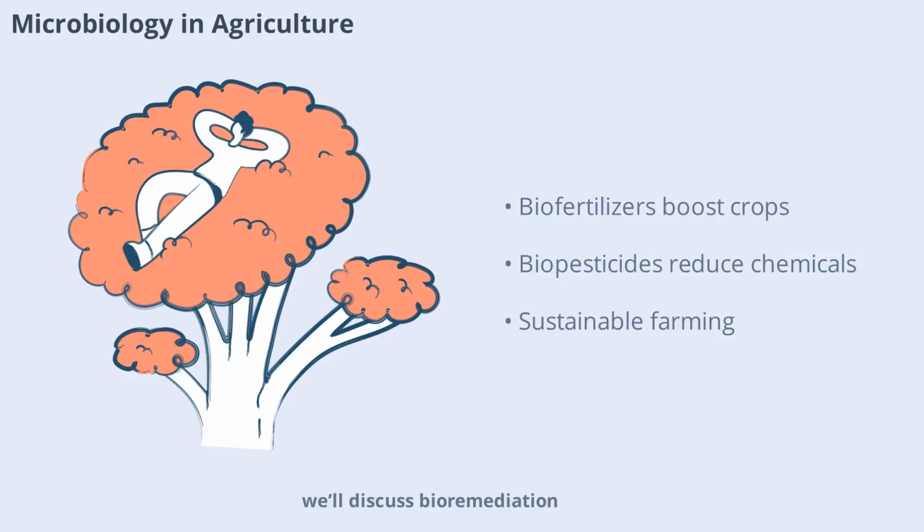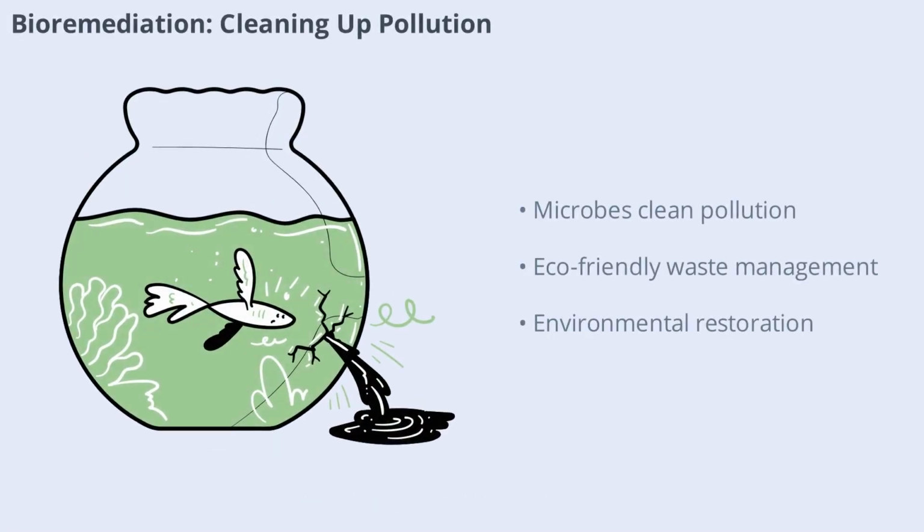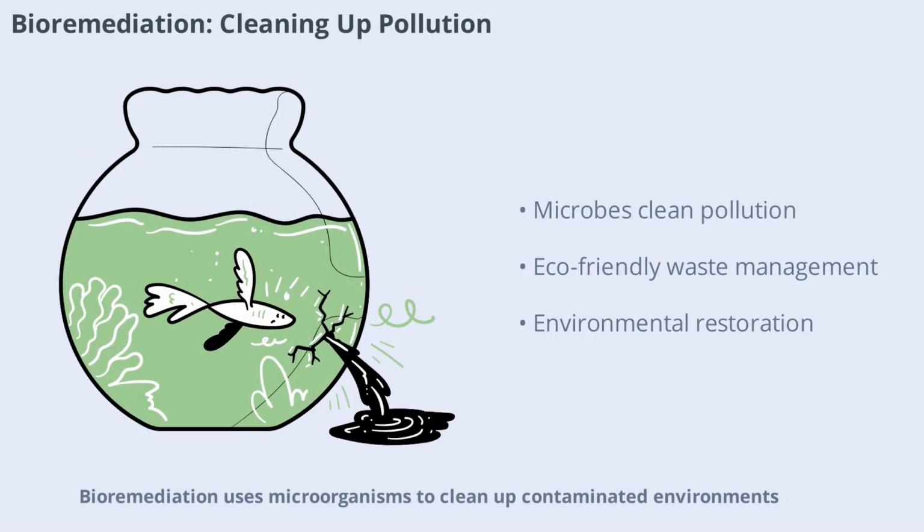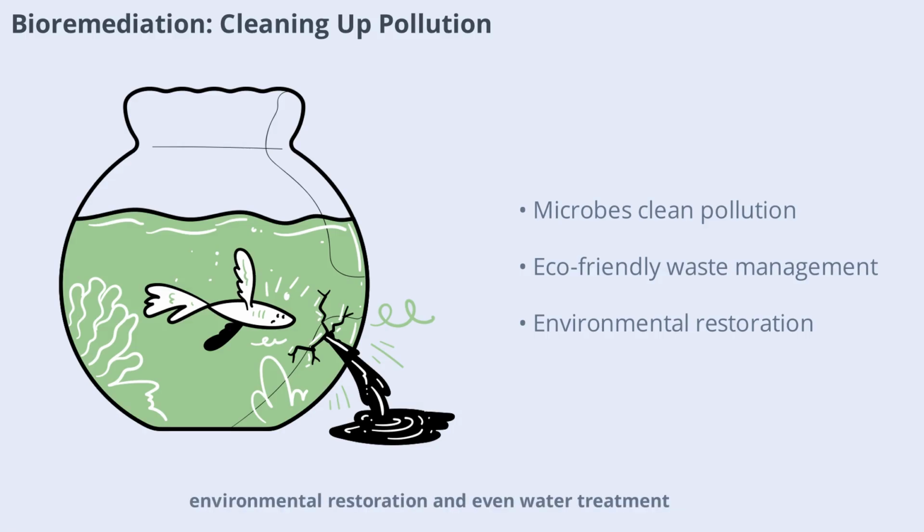Next, we'll discuss bioremediation. Bioremediation uses microorganisms to clean up contaminated environments, such as oil spills or polluted soils. Certain bacteria and fungi can break down hazardous substances into harmless products. This eco-friendly approach is used in waste management, environmental restoration, and even water treatment. Bioremediation demonstrates the power of microbiology to solve environmental challenges.